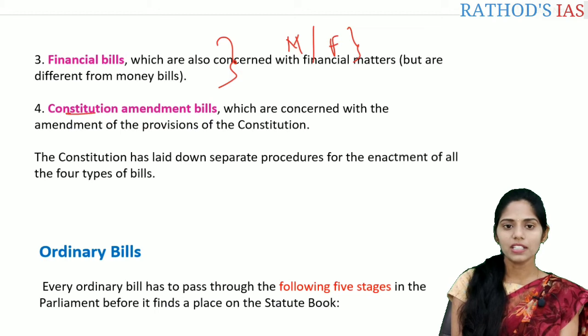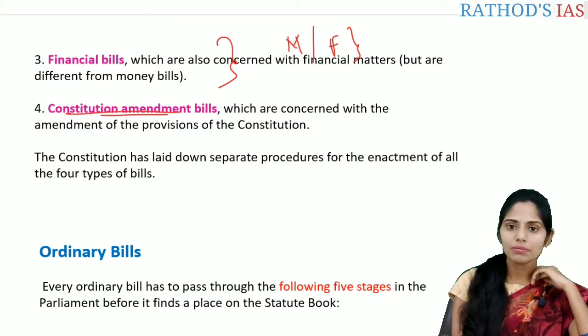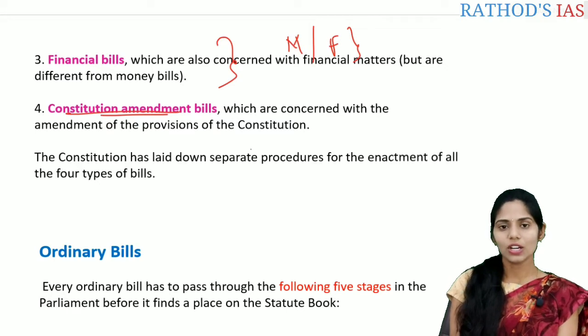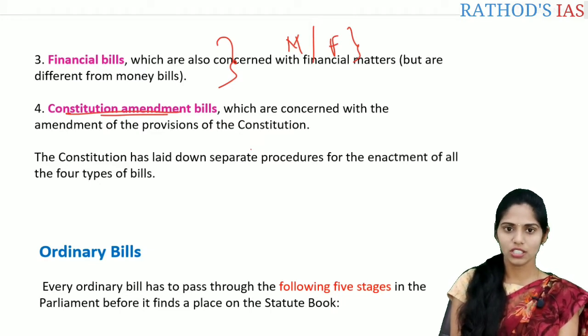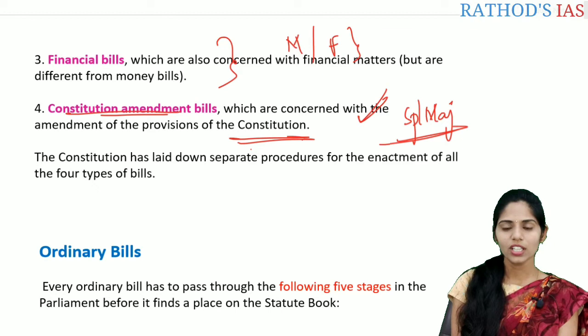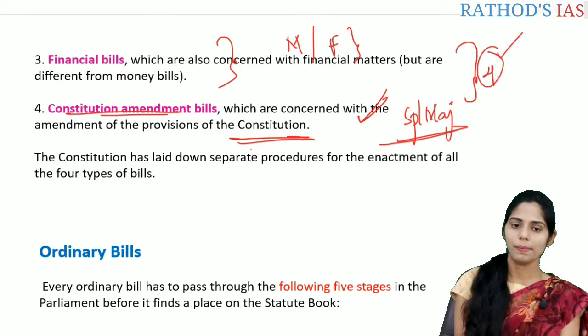And the next type here is the Constitution Amendment Bill. So what is this Constitutional Amendment Bill? These are the bills which are mainly concerned with the amendment of any provision of the Constitution. Correct? So to amend this Constitution, which majority is needed? That is a special majority is needed. Okay. So these are the 4 types of the classification of the bills.